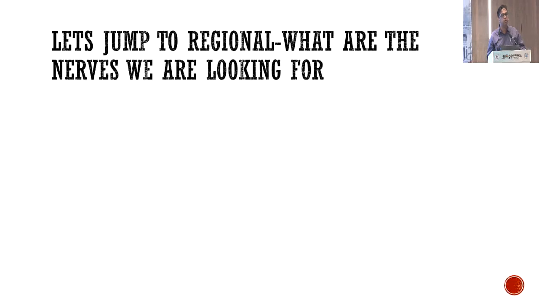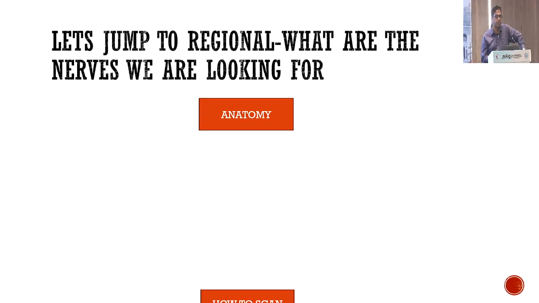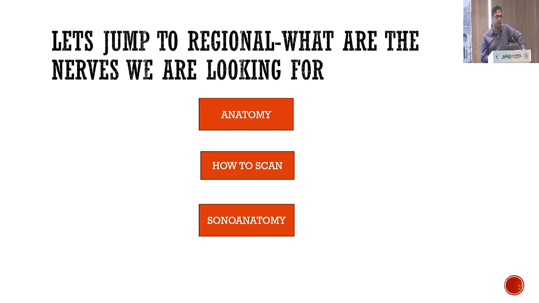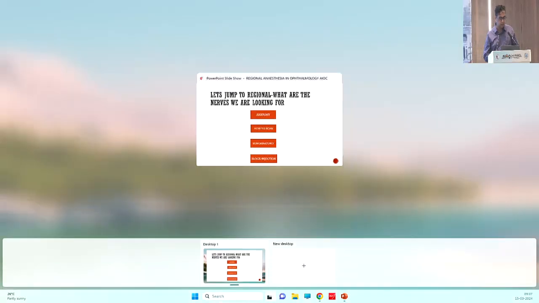So let's jump to the regional blocks and start with what we are doing and how we are doing it. To understand this, we have to understand the anatomy. We have to understand how to scan, what it will look like after scanning, and how to give the injections. So we'll be covering all this in these 3 parts. Now let's jump onto the anatomy.